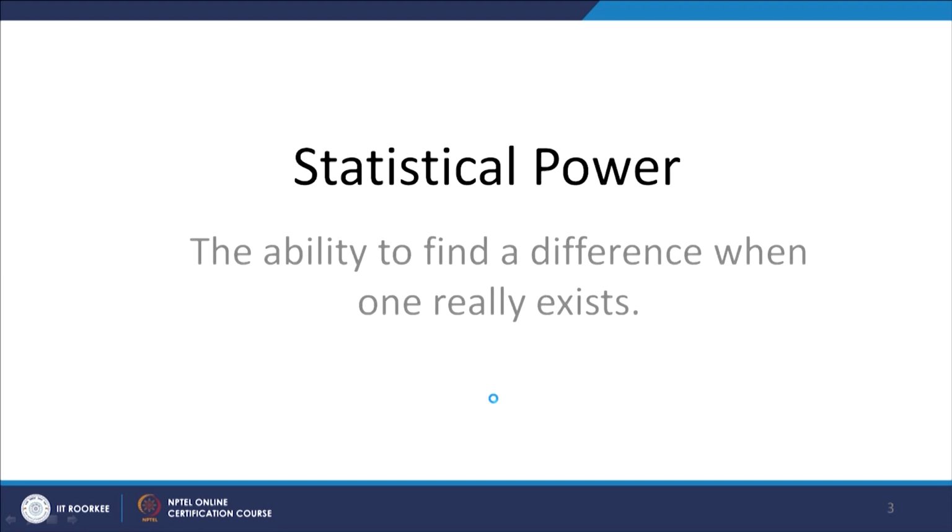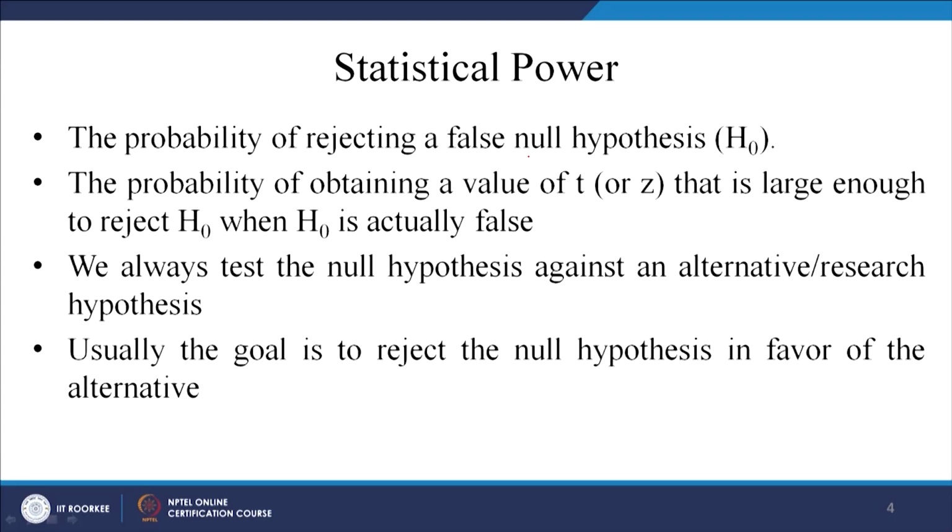So, what is this statistical power? It is the ability to find a difference when one really exists. The higher the power of a test, the stronger the test is. In simple terms, it is the probability of rejecting a false null hypothesis. As you saw in the first slide, the type 2 error was accepting a false null hypothesis. So, power is 1 minus the probability of accepting a false null hypothesis. That is, the probability of rejecting a false null hypothesis.